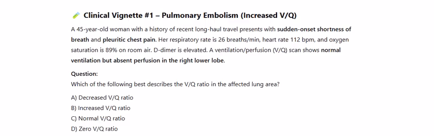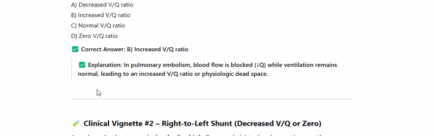A. Decreased VQ ratio. B. Increased VQ ratio. C. Normal VQ ratio. D. Zero VQ ratio. Correct answer B. Explanation: in pulmonary embolism, blood flow is blocked, Q, while ventilation remains normal, leading to an increased VQ ratio or physiologic dead space.